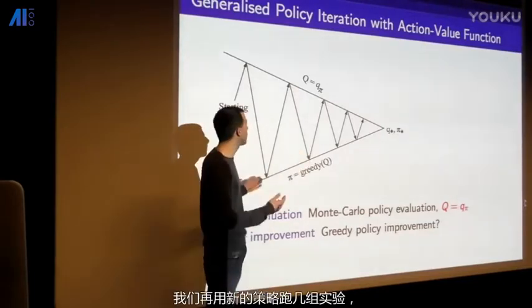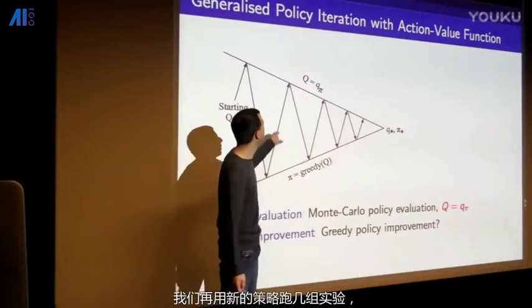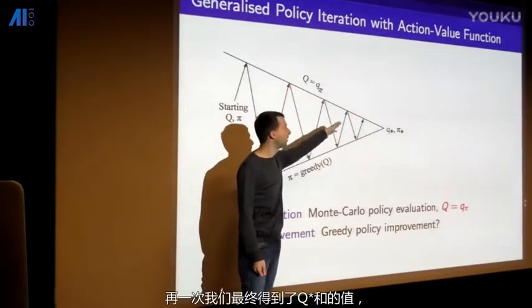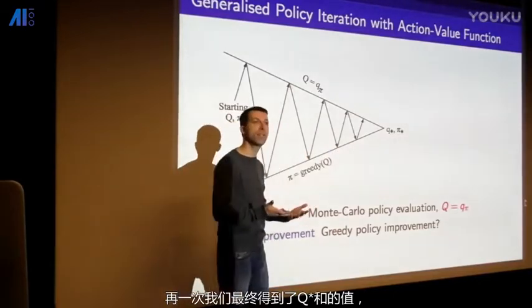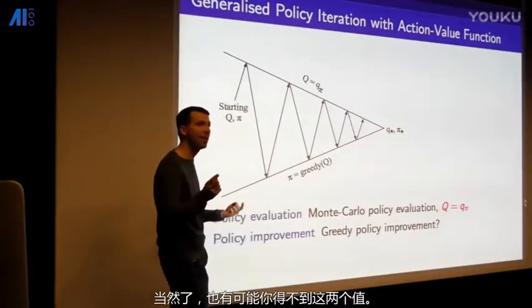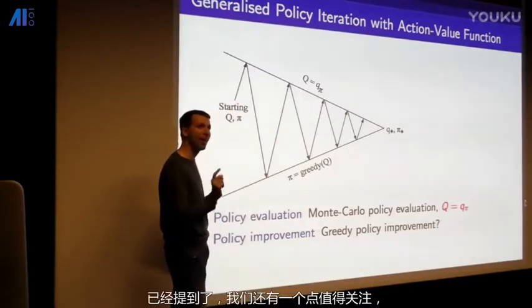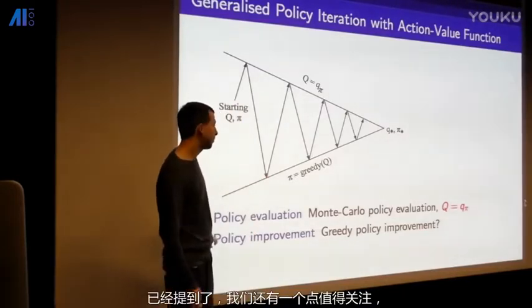We run that policy for a bunch more episodes. Take the mean of all our state action pairs again and iterate. And again, this results in Q star and pi star. Or does it?